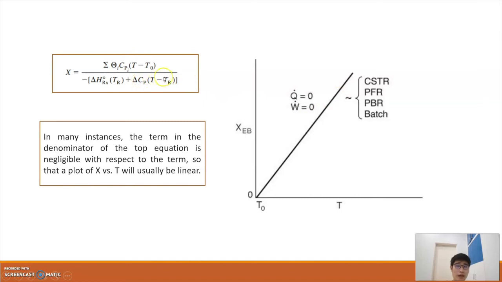Since we have neglected this one, I just want to show a graph to you where we neglect this one so that we get a linear one. Okay, that's all for this part. This is only the derivation for you guys to understand more. Next, I will pass on to Ifan to talk more about the examples in terms of the adiabatic operation. Thank you.